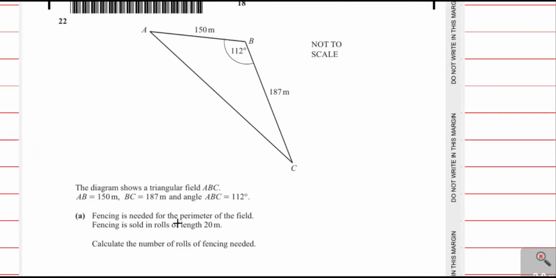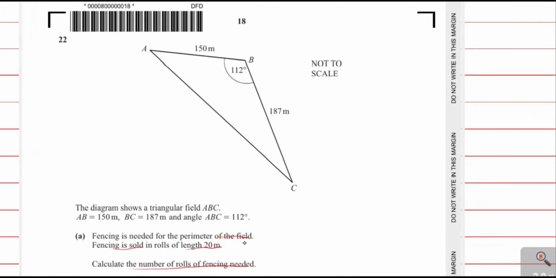Part A: fencing is needed for the perimeter of the field. Fencing is sold in rolls of length 20 meters. Find the number of rolls of fencing needed. Here we have to calculate the number of rolls of fencing needed. For this, firstly we have to calculate the length of total fencing.